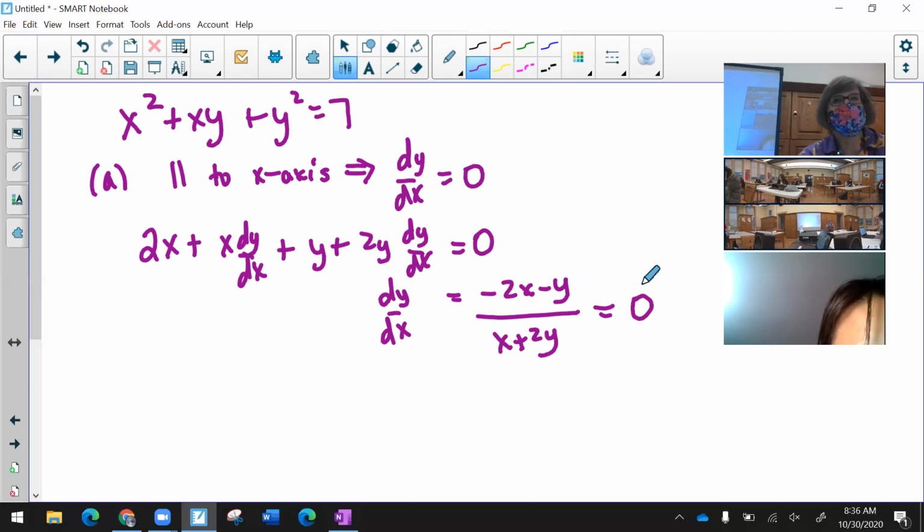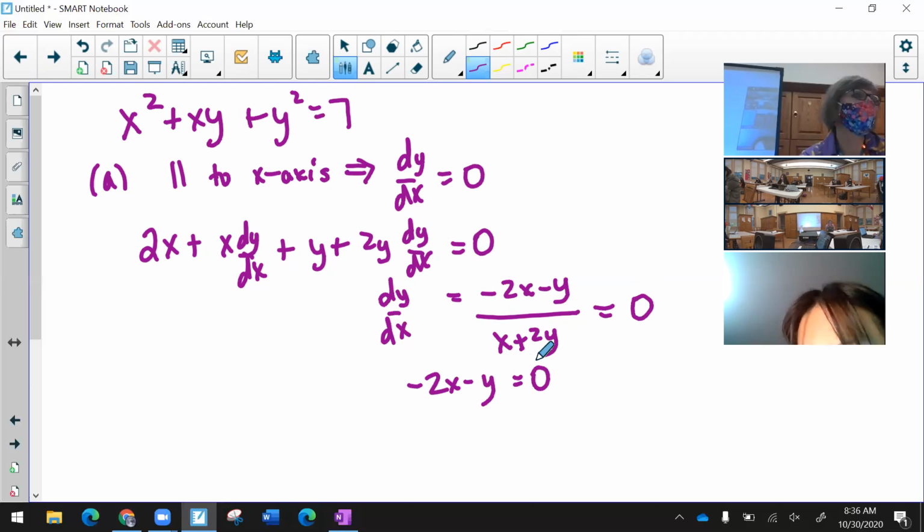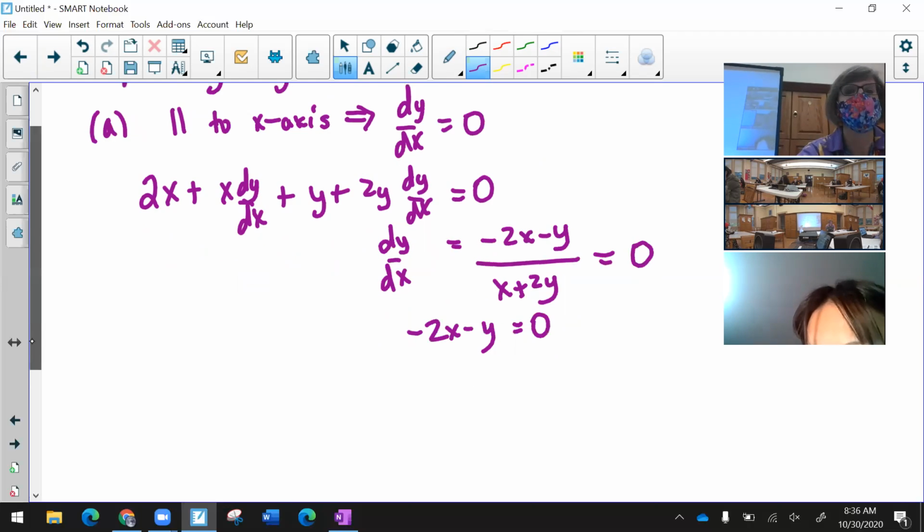So of course, what I really want are all the places where the numerator is equal to 0. I don't want the denominator equal to 0 because then my stuff is undefined, and undefined isn't going to help me. So basically, what this tells me is a relationship between x and y: that this is going to work where my y values are equal to -2x.